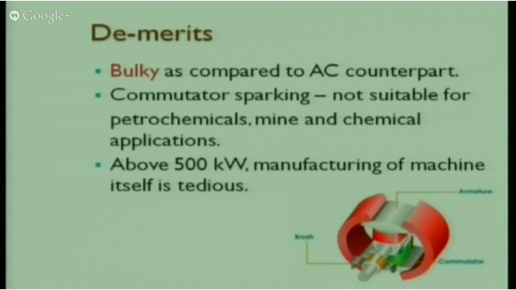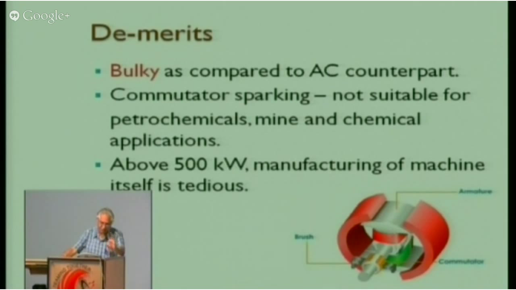And it is bulky, of course. If you see a 5 HP AC motor and a 5 HP DC motor, it is obvious that a 5 HP DC motor will be much bulkier than the AC motor because of its construction. Because of an extra part called the commutator, it will also be heavy and costly. So these are the demerits. And the third major disadvantage is that above 500 kilowatts, manufacturing of the machine itself is tedious. It's a very complex situation. So it becomes complex, it becomes costlier, and its maintenance is also difficult. That's why these are the demerits of DC.